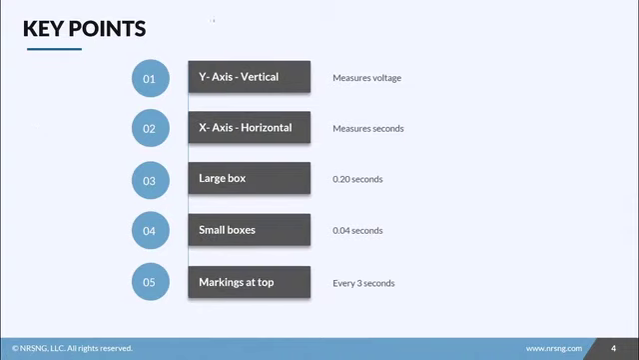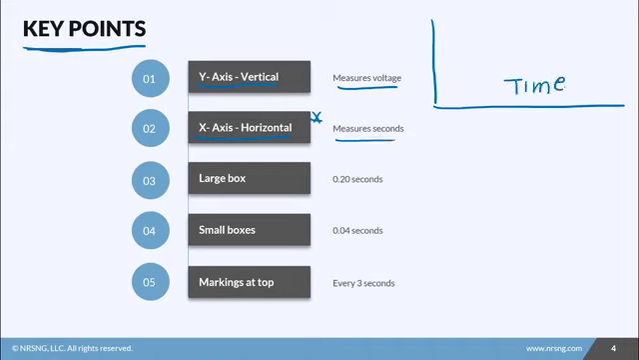The key points to remember with our EKG graphs: the y-axis is the vertical line, and it measures voltage. We have the x-axis, very, very important for us. It is a horizontal line, and it measures time in seconds. We have large boxes, and each large box is 0.20 seconds. Each large box has 5 small boxes, and each of those boxes is 0.04 seconds. So in total, 0.20 seconds of 5 small boxes.